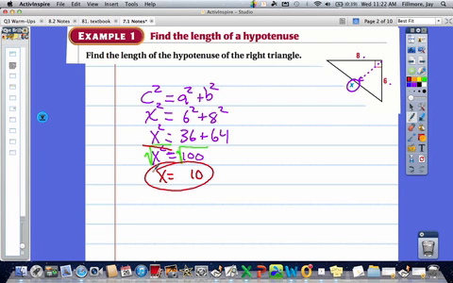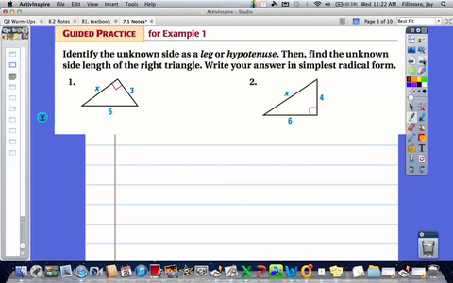Let's try another example. In this case, we're going to identify the unknown side as a leg or as a hypotenuse. Then we'll find the side length. We'll write our answer in simplest radical form. So for number one, the question is, is x going to be a hypotenuse or a leg? Well, since it is not across from the right angle, but rather it is attached to the right angle, this is going to be considered a leg.